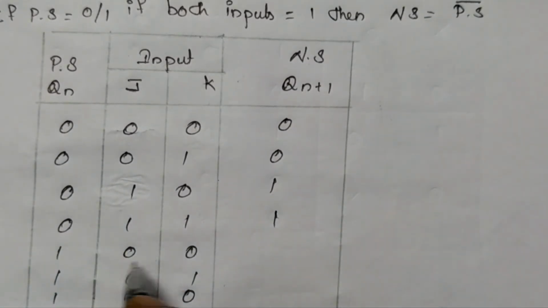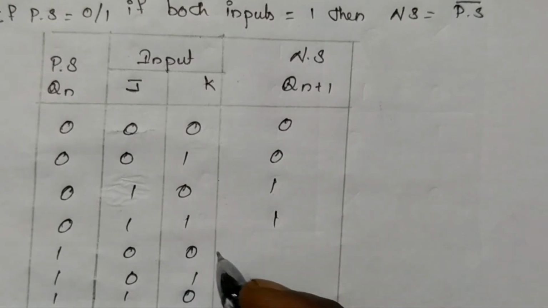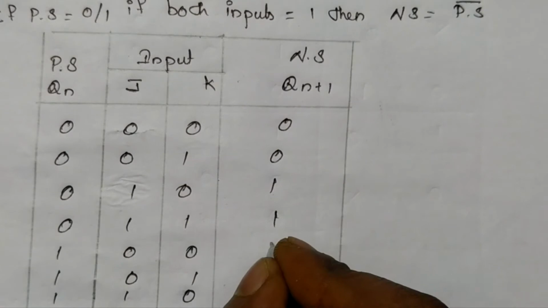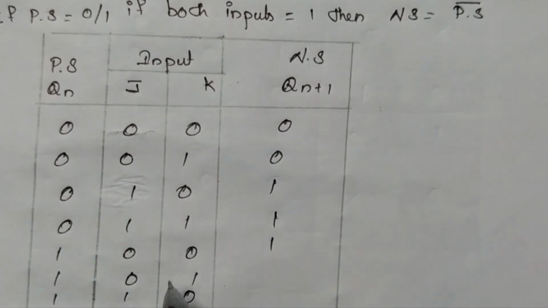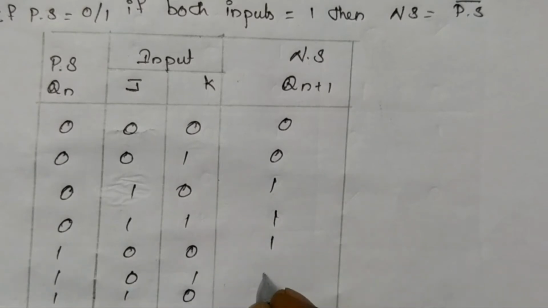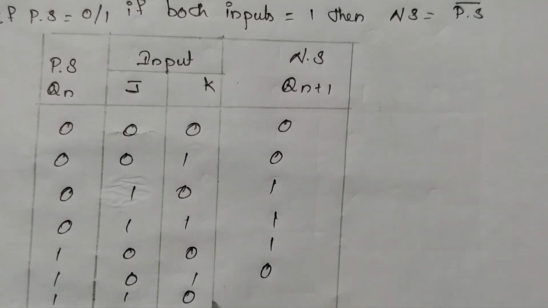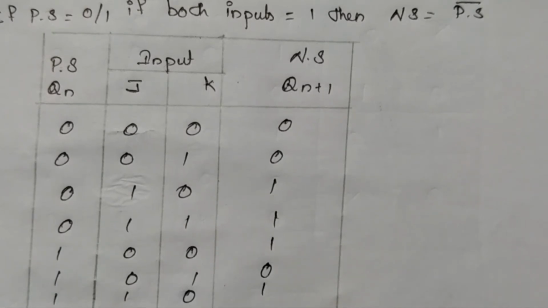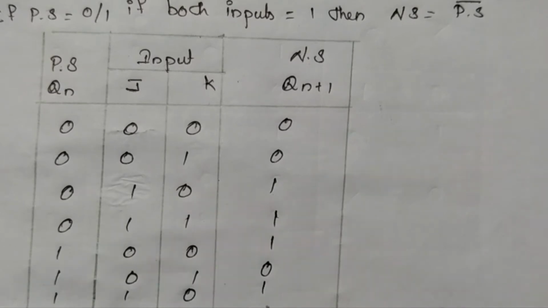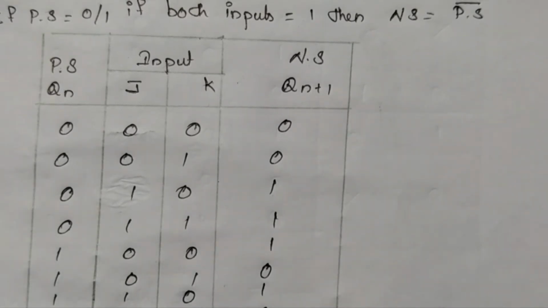The next one again the same, both the inputs are 0, next state is equal to present state. Likewise here both inputs are complement, next state value is equal to J. Here it's 0, here also it's complement, J value is 1. Last one, if both inputs are 1, next state is equal to present state complement. Here it's 1, therefore it's 0.